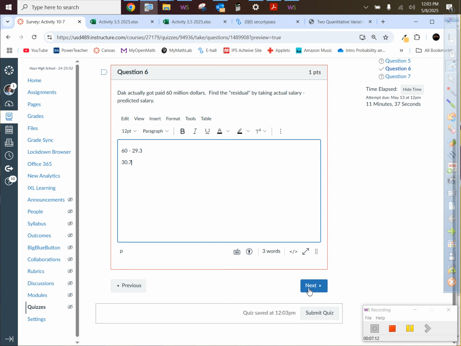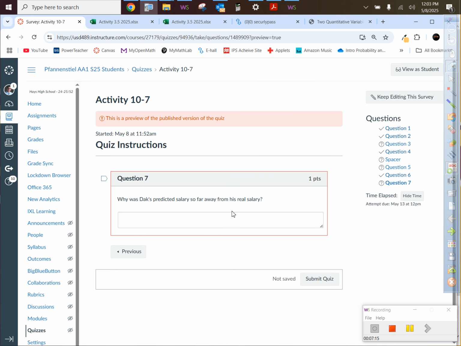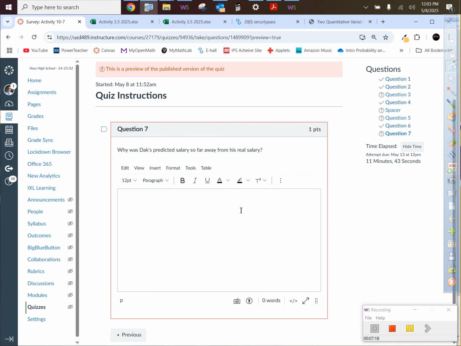And then the last question on the survey is, why do you think that residual was so big? Why was the predicted so far away? I'm not going to tell you the answer on that. I'll let you type that in, and then when we're done with all this, you can shut the computer down, and then the rest of the lesson can be watched on the different video. So two different videos today. Watch this activity, then we'll go do the practice worksheet.